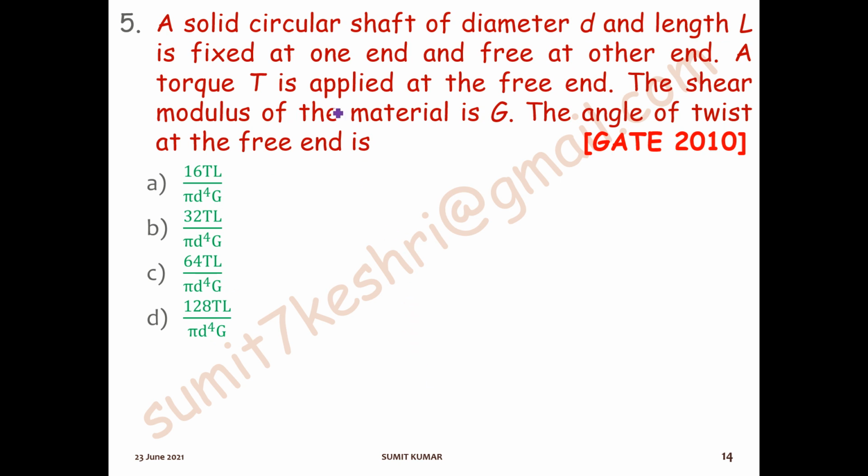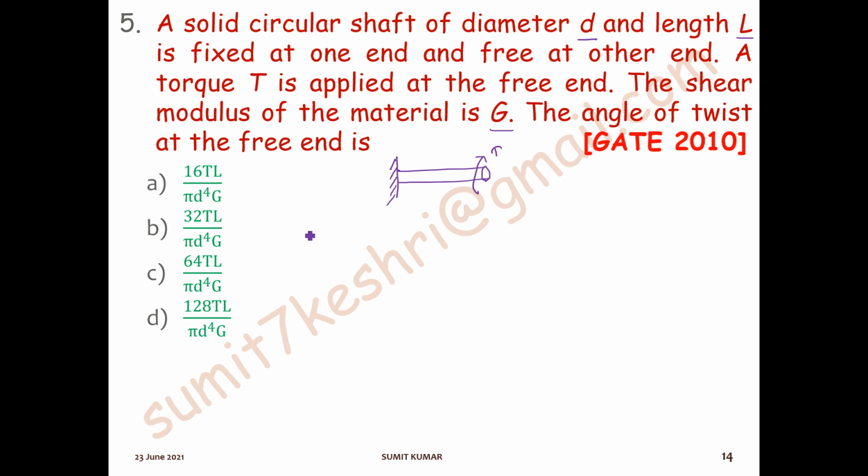Now question number 5. A solid circular shaft of diameter D and length L is fixed at one end and free at the other end. A torque T is applied at the free end, like in this figure. Suppose this is the fixed end and this is the circular shaft, and it is given a torque T at the free end. The shear modulus of the material is G, and we need the angle of twist at the free end.